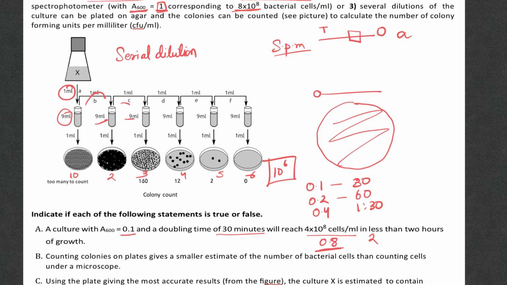Okay. Now, you see 8 times 10 to the power 8 bacterial cells is when you have 1. So at what point of time will you have half of it? That is what the question is asking, 4 times 10 to the power 8, right? So at 0.5, right? Now you clearly see that 0.8 is achieved when it hits 2 hours and 0.4 when it hits 1 hour 30 minutes. So 0.5 will be somewhere in between. We can see it from the data. So the culture will reach the limit in less than 2 hours.